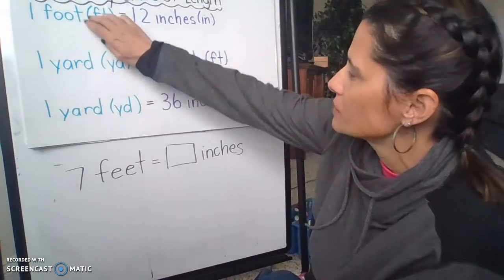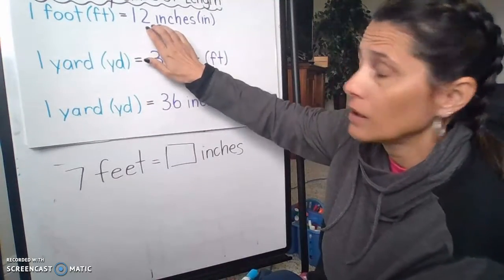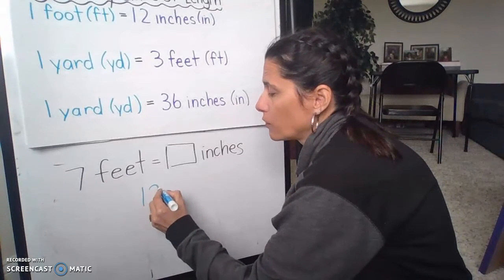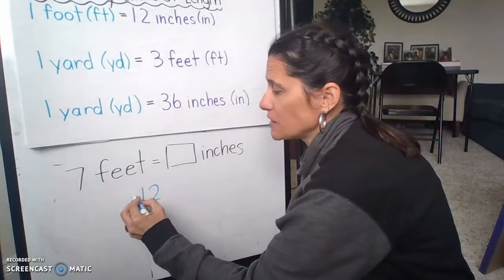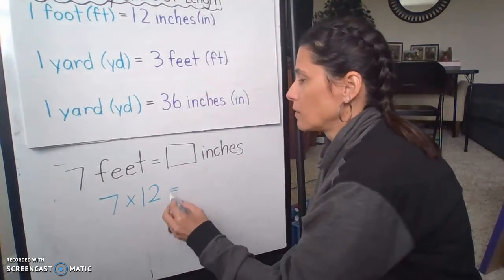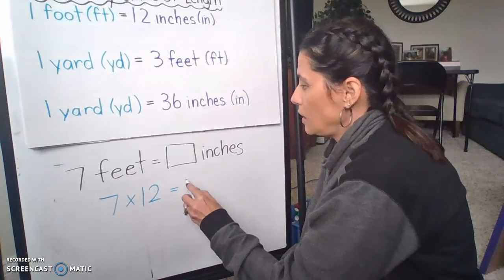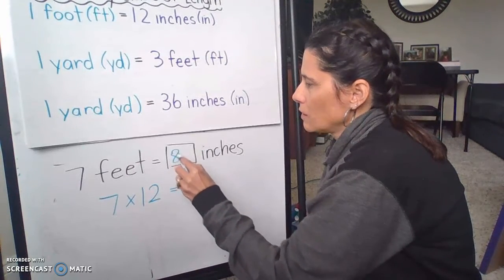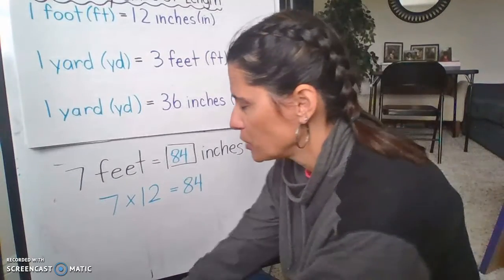So that means I have to go up where it says the foot. How many inches are there? There's 12. So that means it's groups of 12. How many groups of 12 do I have? I have 7. So that means 7 times 12, 7 groups of 12 is going to give me, what is that? 84. So that means 7 feet is 84 inches. And let's draw our picture of it.